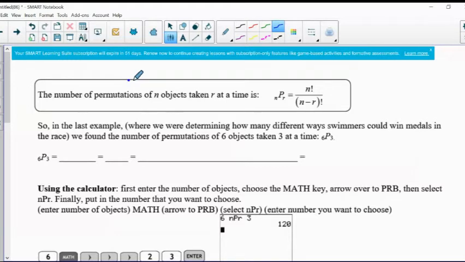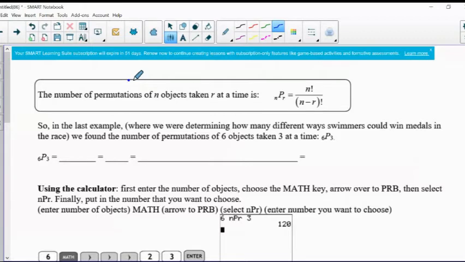And this is called a permutation. A permutation is taking n objects r at a time. And on your calculator, and you're going to see below how to do this on your TI-83, it's called nPr. Nice. And a permutation means we determine how many objects could win medals in the race. So the order matters. It matters who finishes first, who finishes second, who finishes third. Those are different and unique. Okay. It's different to win first place than it is to win second place.